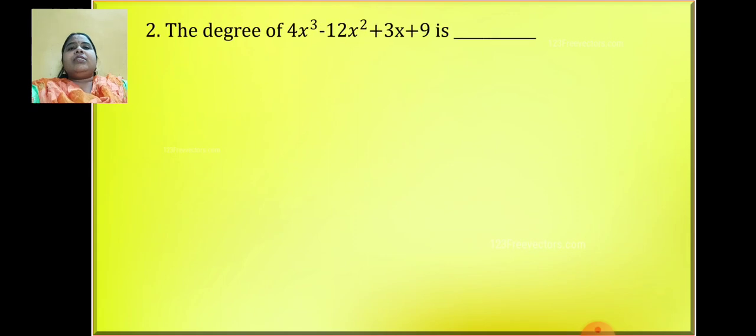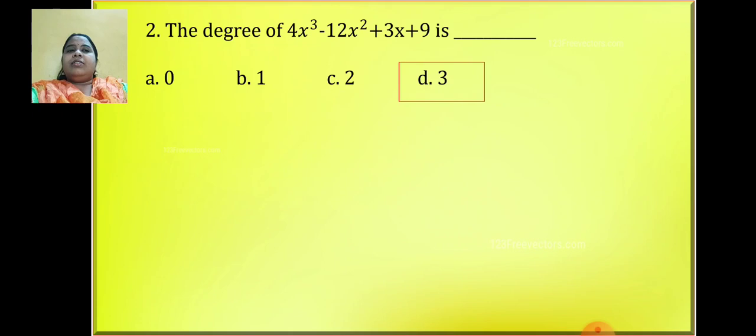The next question is, the degree of 4x cube minus 12x square plus 3x plus 9 is dash. Now, degree I am asking you. Let's see the options. The options are 0, 1, 2 or 3. Degree means what? The highest index to which the variable is raised, or the highest power of the variable. So it is x square, it is x, and this is x cube. So what is the highest number to which the variable is raised? 3. So what is the degree of this? 3. So option D is correct out of this.